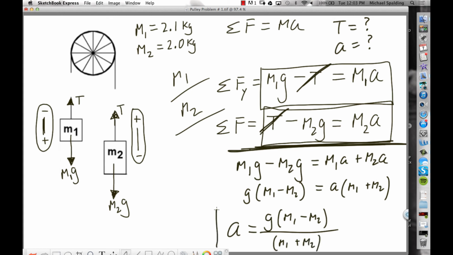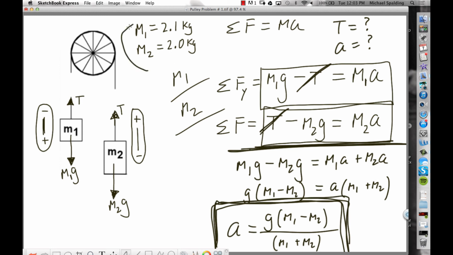Now look, I did this because when you take the AP exam months from now, in May, the College Board is kind of obsessed with having kids solve in variables. They could have given you this problem and said, solve for the acceleration in terms of g, M1, and M2. And this right here would be the answer.